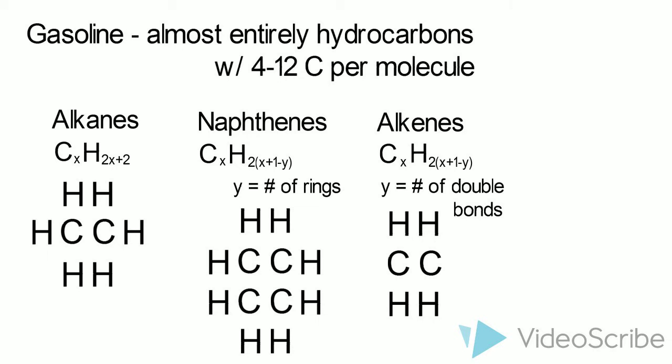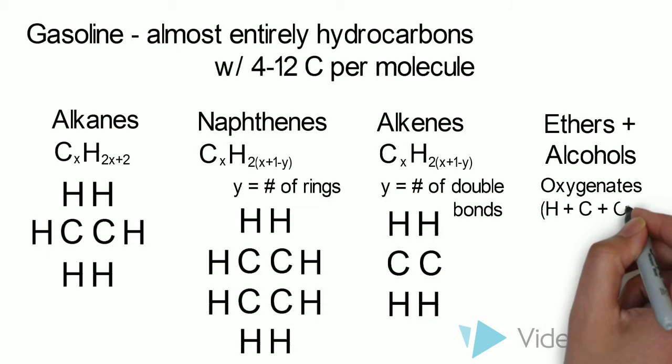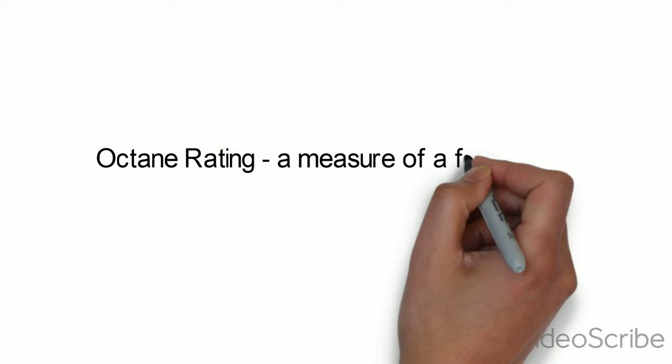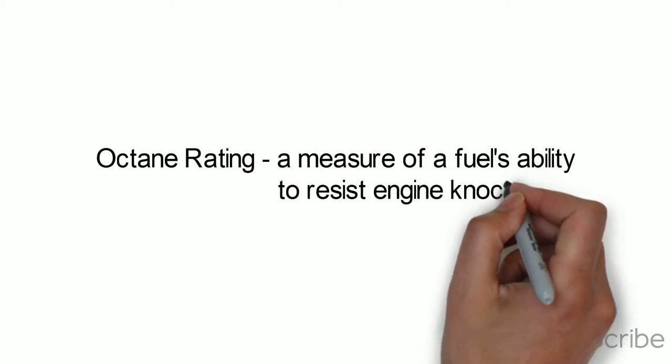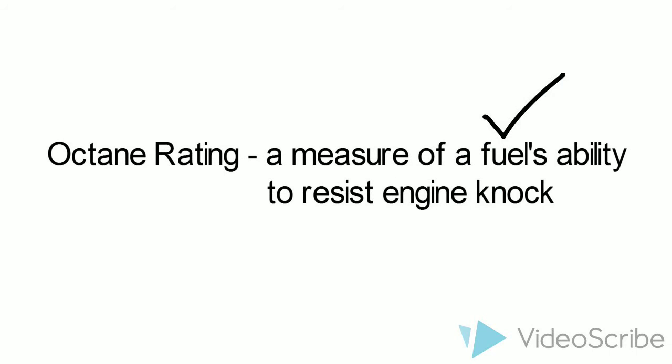Gasoline also contains additives like ethers and alcohols, which are oxygenates, meaning they contain oxygen in their chemical structure, and serve to increase the octane rating of the fuel. So what is octane rating? Well, octane rating is a measure of a fuel's ability to resist engine knock. We've looked at what fuel is, now let's look at what engine knock is.